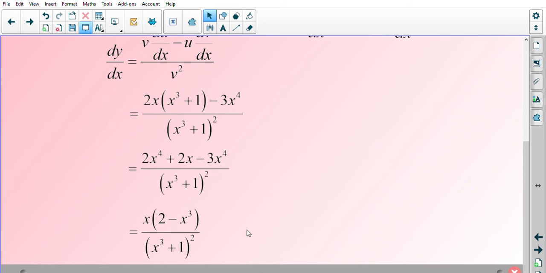Okay, so that would be my final answer for that question there. That's one example of using this formula. You can see it's slightly different to the product rule, but there are a lot of similarities though.